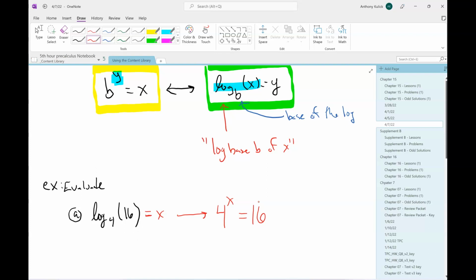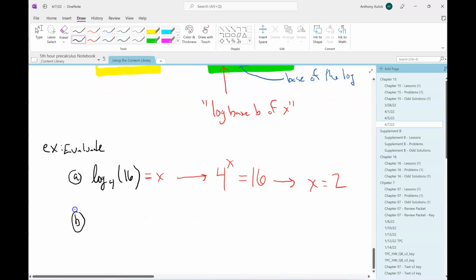The base of the logarithm is the base of the exponential, so 4 is the base. The answer to the logarithm is the exponent for the exponential. So x is in the exponent, and then the argument of the logarithm is the answer to the exponential, so equals 16. So then what is x in this case? Two, right? 4 squared is 16. Shout them out when you know them, guys. Don't be shy.